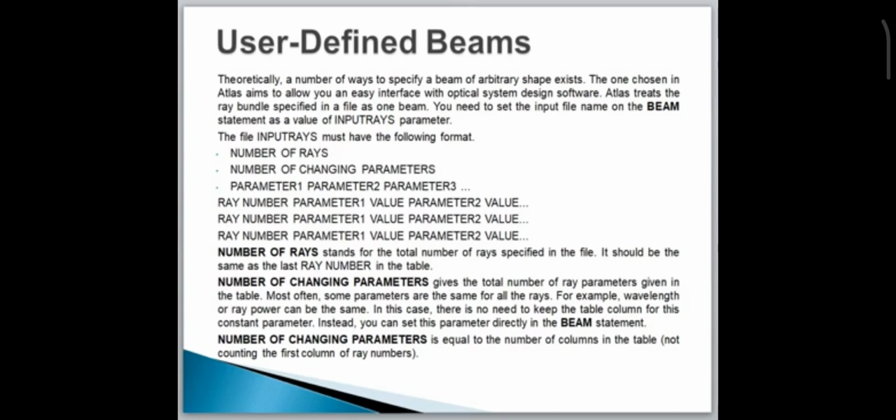Next, number of changing parameters. It gives the total number of ray parameters given in the table. Most often, some parameters are the same for all the rays. For example, wavelength or ray power can be the same. In this case, there is no need to keep a table column for this constant parameter. Instead, you can set the parameter directly in the beam statement. Number of changing parameters is equal to the number of columns in the table, not counting the first column, which is the ray number.